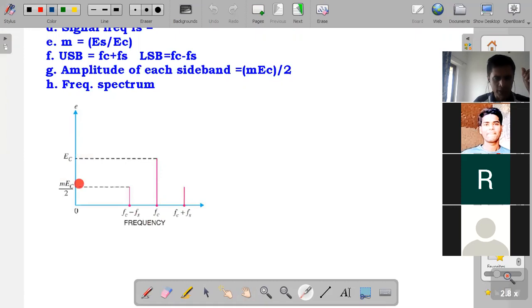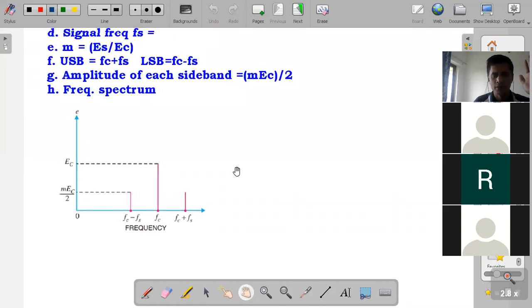by which formula? Anyone? Hello, student. What is the amplitude? mEc by 2. Yes, perfect. What is the m? m means modulation factor. Similarly, lower sideband frequency, same amplitude. Means amplitude of upper sideband frequency is equal to amplitude of lower sideband frequency. Understood, dear student?